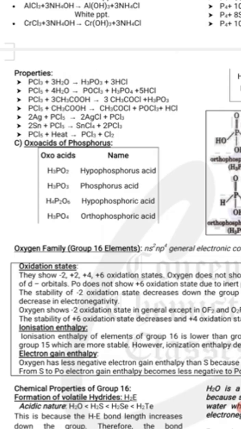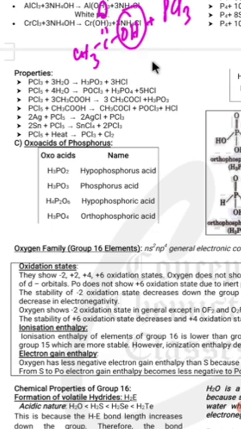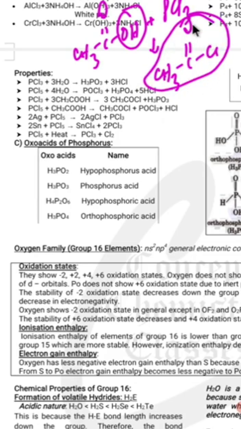This is an organic reaction in which CH3C double bond O OH is reacted with PCl3. Then this OH is replaced by Cl. So this is our product. This is acyl chloride, or you can say acid chloride. Okay, with silver, with tin, here are some reactions.